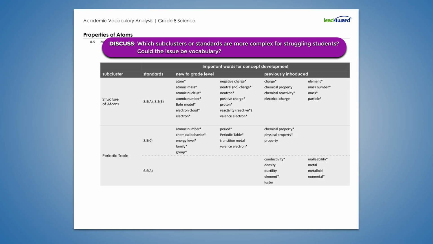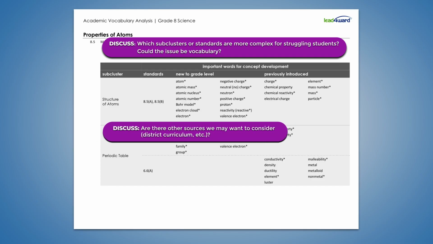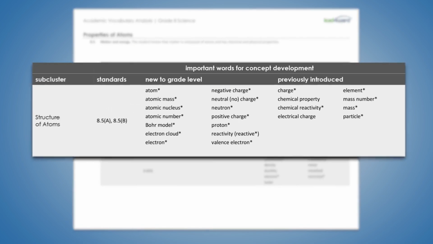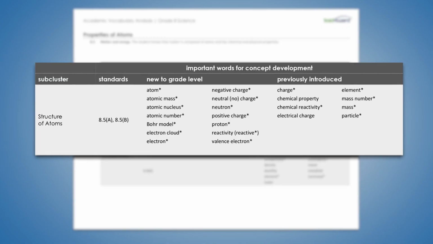As you examine this resource, also think about and discuss additional vocabulary resources that you have access to, like your district curriculum, vocabulary strategies, and other instructional materials. So let's say that our PLC wants to study vocabulary for the subcluster structure of atoms. The PLC begins thinking about the words that students often mix up or struggle with.